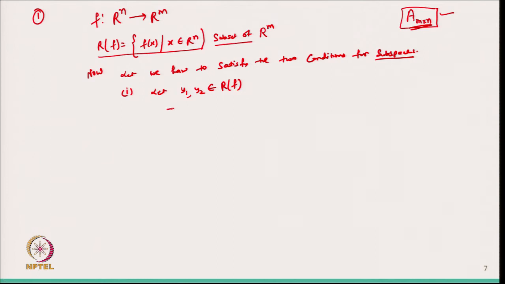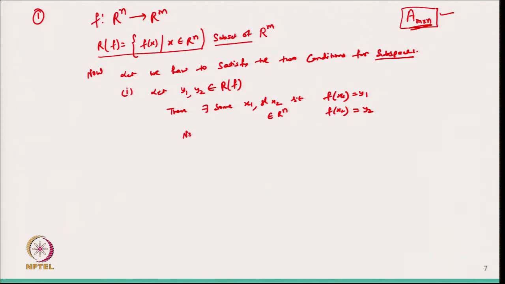Then there exist some x1 and x2 such that f of x1 is equal to y1 and f of x2 is equal to y2, because I am taking two distinct elements from the range space. So, if it is in the range space, then definitely there will be some x1 and x2 from Rn such that f(x1) is equal to y1 and f(x2) is equal to y2. So, this x1 and x2 is coming from the domain that is Rn.